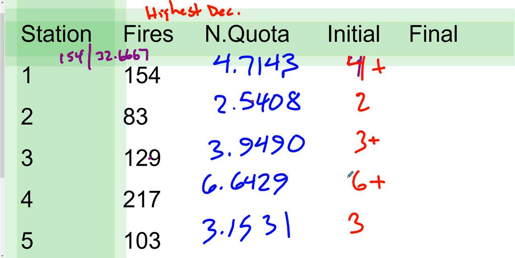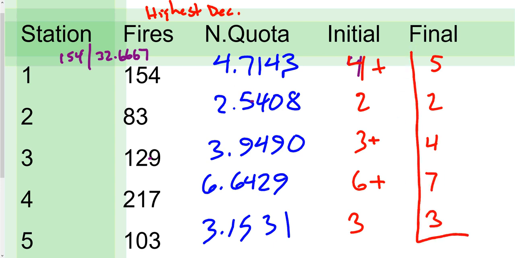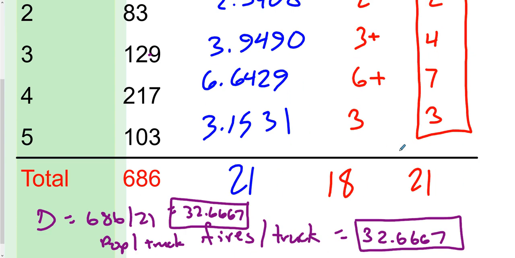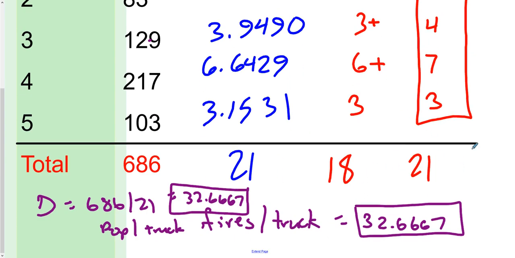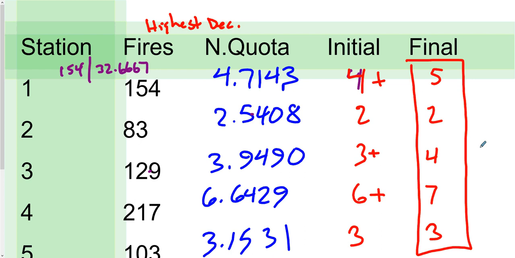Now, the nice part about this is you will never assign multiple extra fire trucks or resources to the same place. With this method, you will never see that happening. So we will round this to 5, 2, 4, 7, and 3. This is your final allocation of fire trucks. 5 to station 1, 2 to station 2, 4 to station 3, 7 to station 4, 3 to station 5. And the total adds up to exactly 21. All the fire trucks have been handed out.